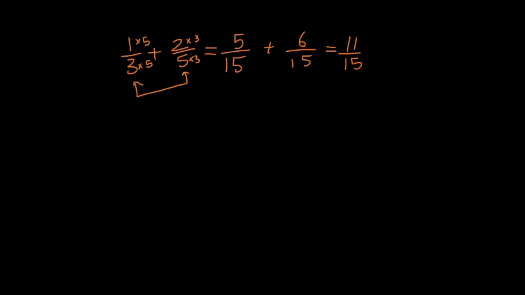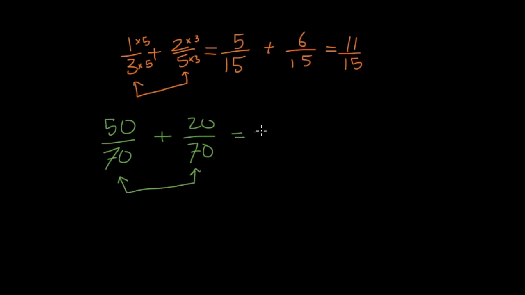Let's do another example. If I have 50 over 70 plus 20 over 70, I don't have to change anything because here the denominators are the same. So I'm going to get 70 over 70, which is equal to 1.